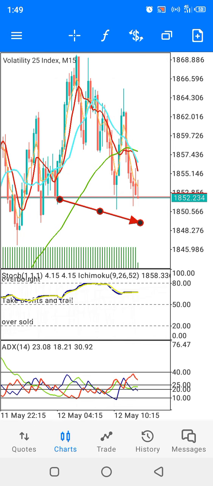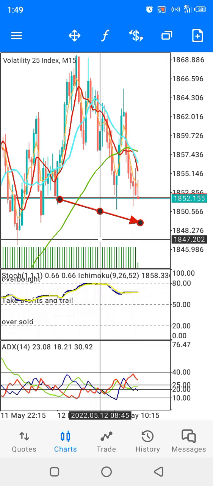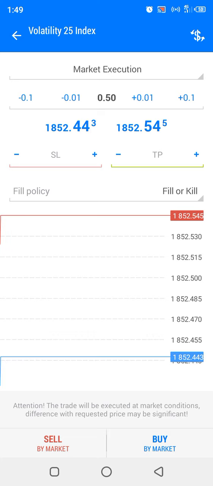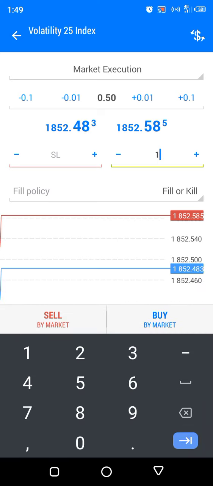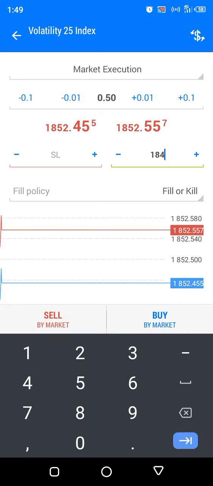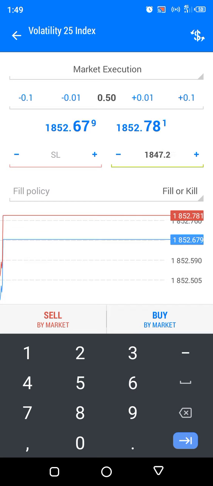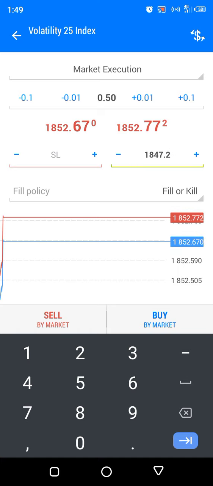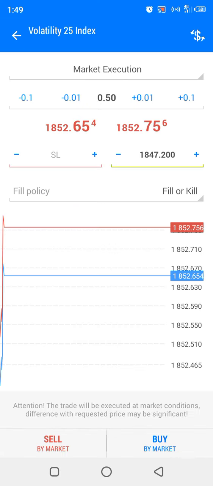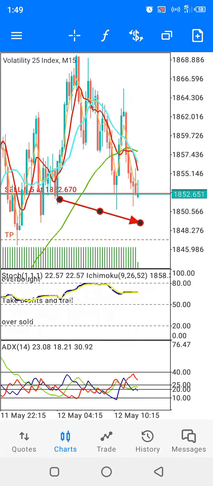If I want to take position now, I can take. Let me set my stop here. 1847.2. So I can actually enter the trade here. 1847.2. Then I increase. Okay, I'll go with this lot size. Okay, I'll take a sell position. Okay, I just took a sell position and look at my position.